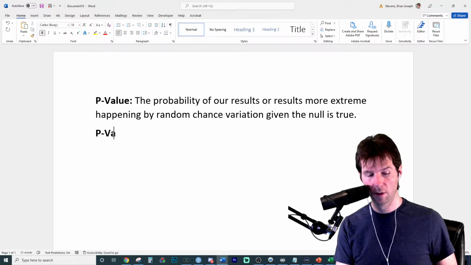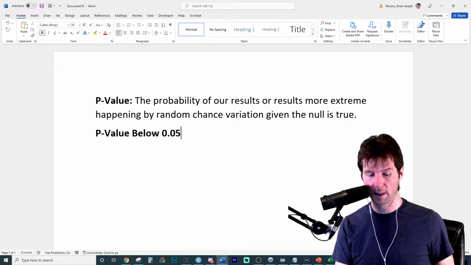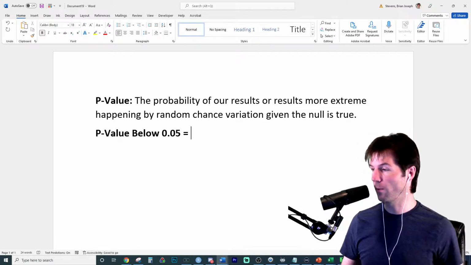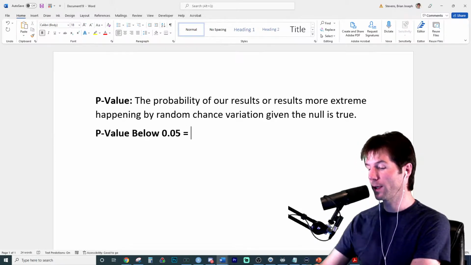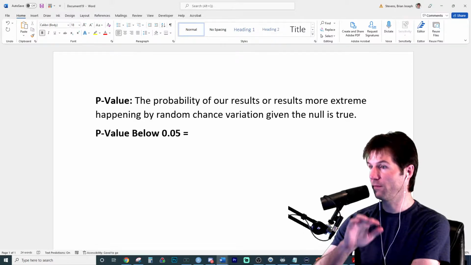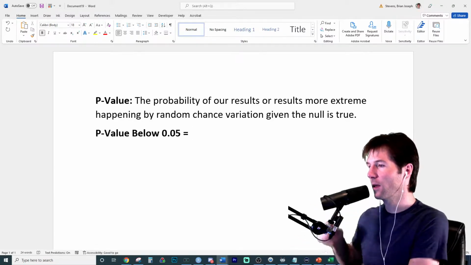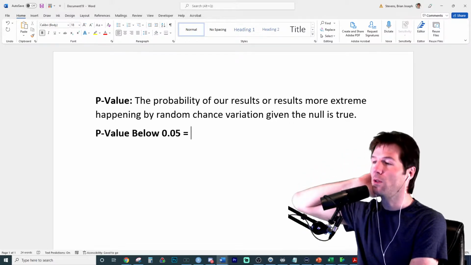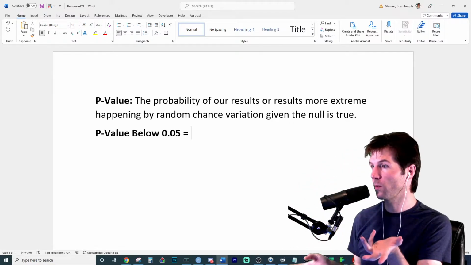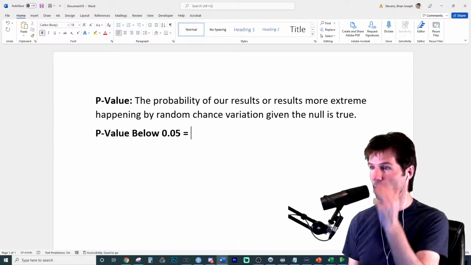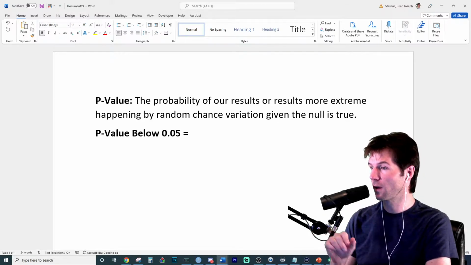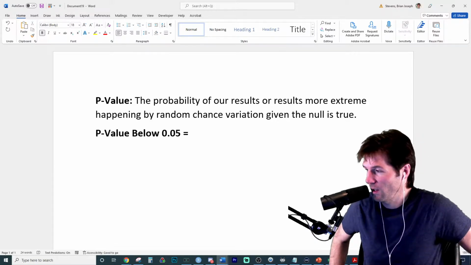P-value below 0.05 equals what? This is something we need to know. Who knows in the chat right now for 100 points? A p-value below 0.05 means this. You need to know this. You can be like, oh, it's below 0.05, it's this. So what does a p-value below 0.05 mean? When you hear below 0.05, you think this. That's very important for this test here.